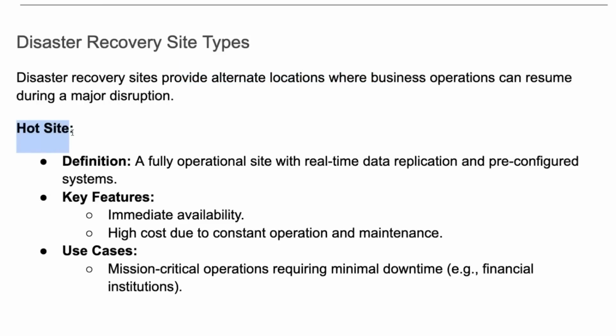So a hot site would be a fully operational site with real-time data replication and pre-configured systems. So it's literally the backup site, the redundant site. It's fully operational, ready to kick in at a moment's notice, and we don't need to do any kind of setup because everything is being done in real time. The data is being replicated in real time. We have pre-configured systems running and ready to go. All we need to do is just press the on button and they will be fully functional, and we already have all the data that's replicated. So there's immediate availability with a hot site, right?